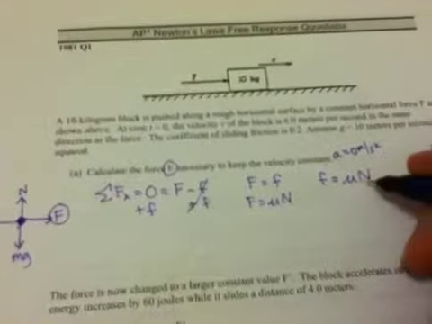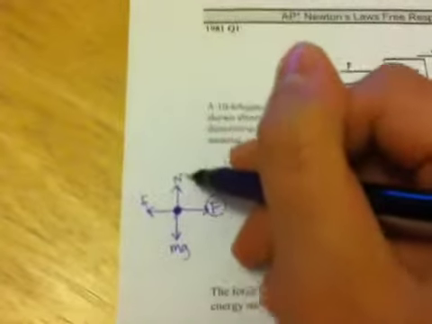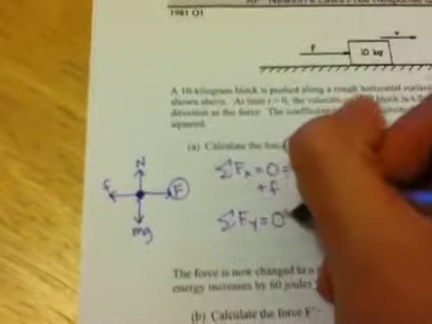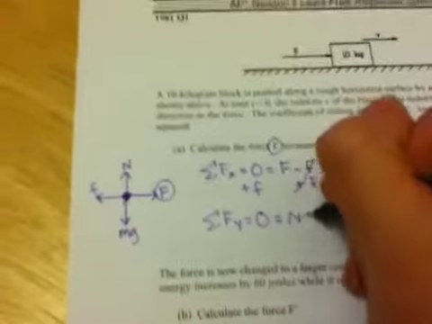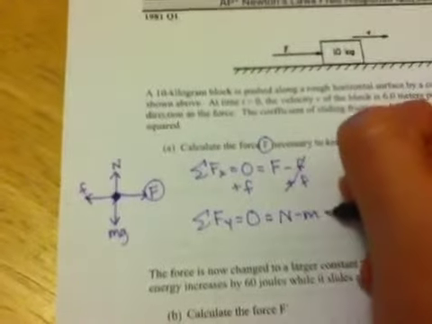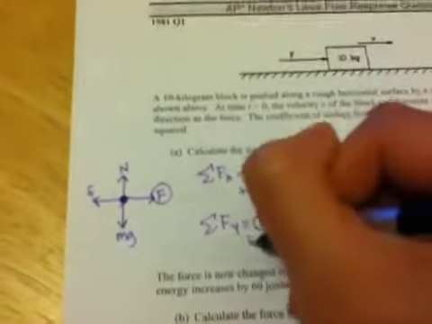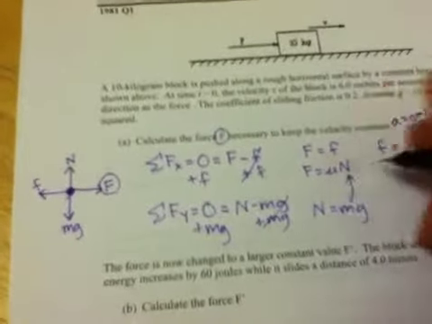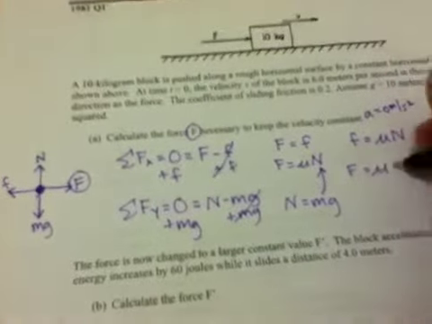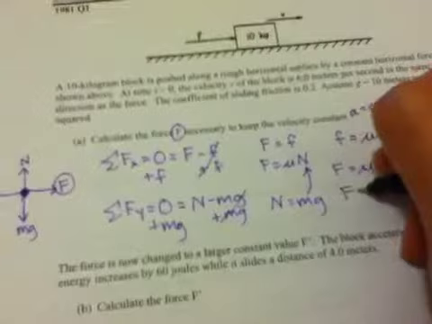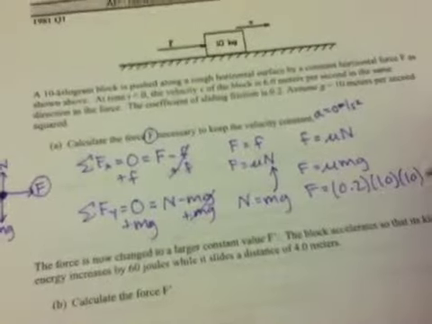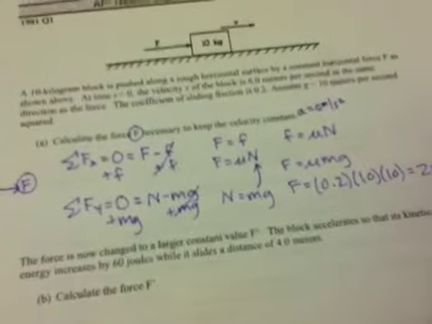But again, we do not know this normal force, which points in the y direction. So we find our sum of the forces in the y direction, which also equals 0 because we're not accelerating in the y direction. So N minus mg equals 0. Let's add mg to both sides, and you end up with N equaling mg, which you can substitute up here. Then F equals mu times mg. Now we can plug in: F equals 0.2 times our 10 kilogram block times 10, and we end up with 20 newtons.